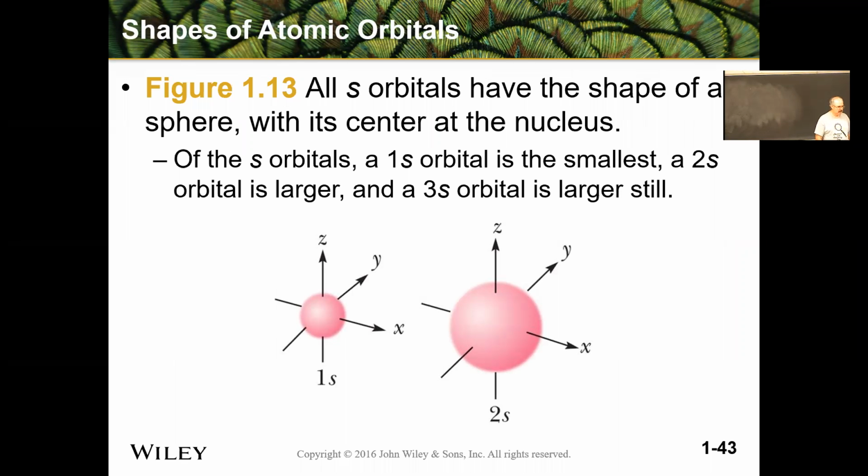Okay, so here we're changing topics again. Primarily in this course, we're going to be looking at s orbitals and p orbitals. S orbitals have a spherical shape. The 2s is larger in size than the 1s, and then the 3s is larger still, but they're all still spherical.